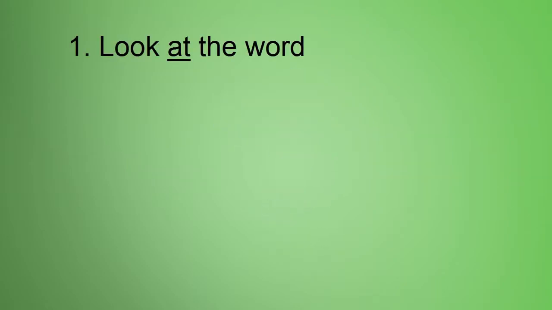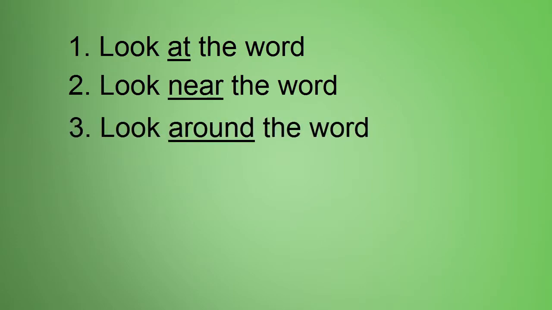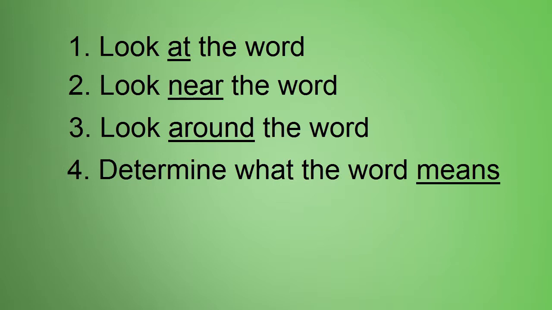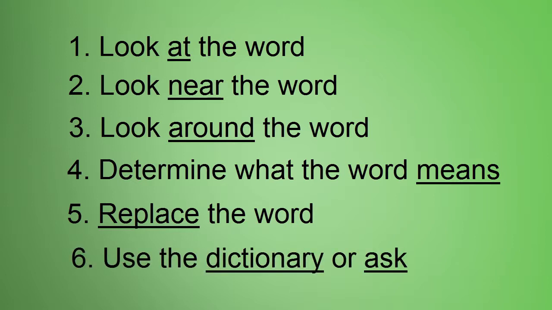If you are unsure of a word, you can use these steps to help you. First, look at the word and see if there are affixes and a root word you recognize. Second, look near the word to see if there is any punctuation definition signals that can help you define the word. Third, look around the word for context clues. Fourth, try to determine what the word means. Then, replace your meaning into the original sentence and see if the sentence still makes sense. Finally, if you are still stuck, use a dictionary or ask someone for help.